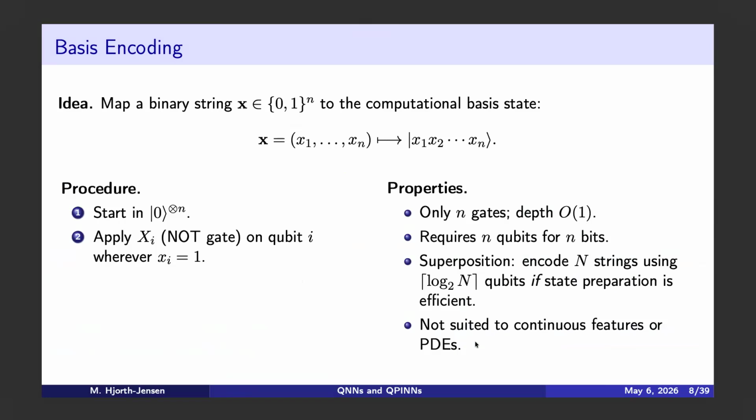So the thing which we discussed last week was first a kind of brute force encoding, where we simply map a binary string to computational basis states. And clearly, as we discussed last week, this requires a set of gates, and it requires n qubits for n bits. So clearly, if you have lots of information which you want to input, this becomes not very feasible, and it's also not suited to continuous features or PDEs.